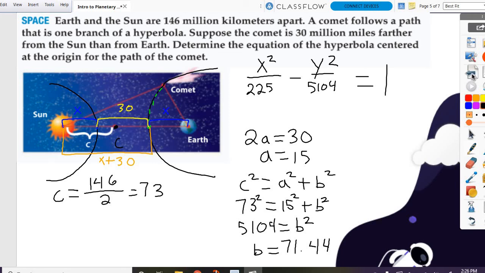The thing to be careful about is that if you look at this problem in the book, the answer is going to be slightly different than the one we got. The reason is that the book takes into account the diameter of the Earth, and we didn't. In the grand scheme of things, that diameter isn't going to affect the equation itself or the path of the comet very much, so we just pretend that we're looking at a single point there.